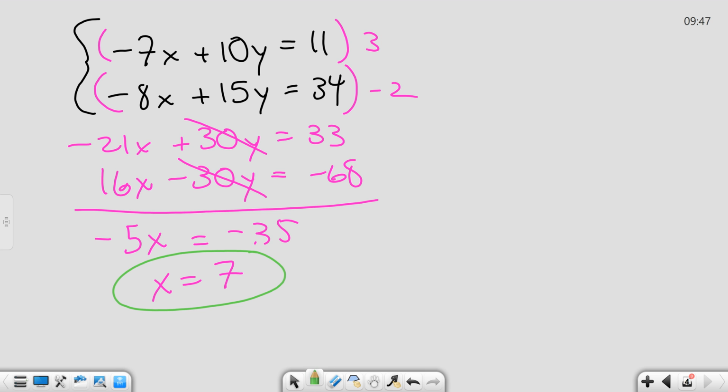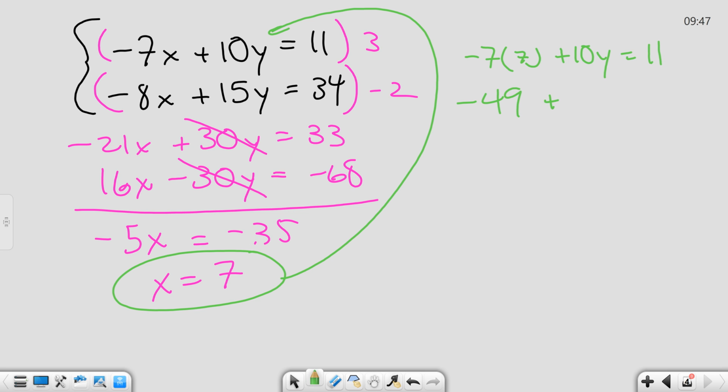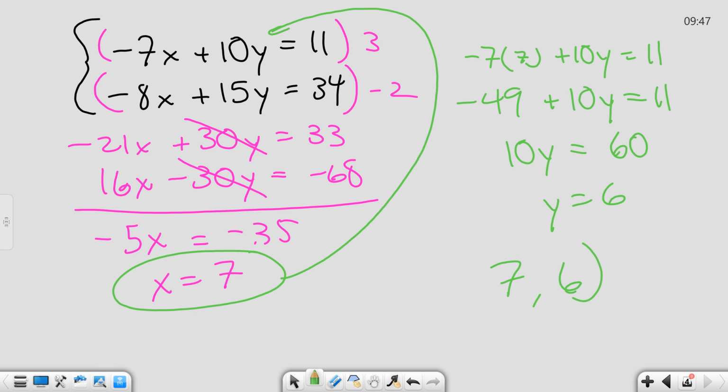Take this. Grace, where'd you plug that in? The first one. Bring this all the way up here. Negative 7 times 7 plus 10y equals 11. Negative 49 plus 10y equals 11. 10y is equal to 49 plus 11, which is 60. Y is equal to 6. Yeehaw! 7 comma 6 in parentheses.